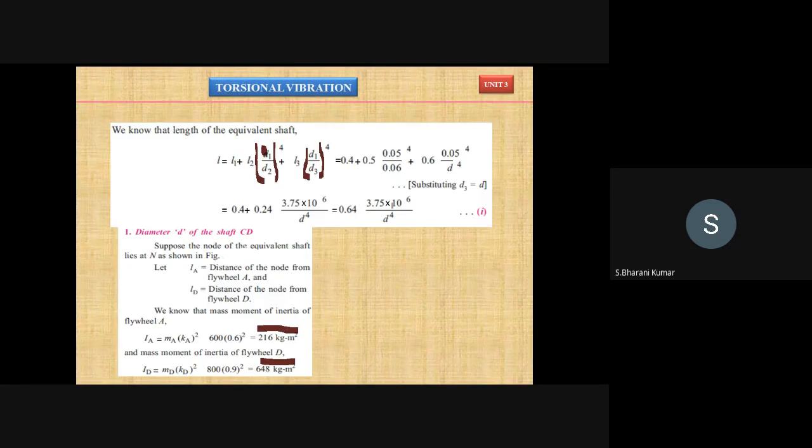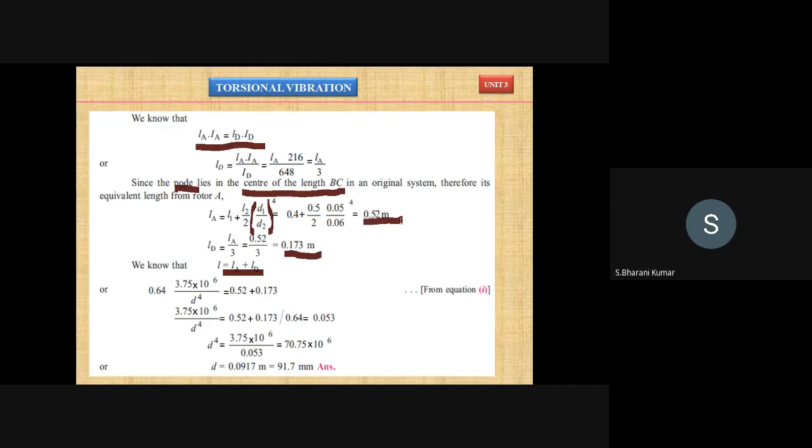0.64 into 3.75 into 10 power 6 divided by d power 4. ஓகே, அந்த L க்கான வேல்யூ 0.52 plus 0.173 அதை எடுத்து சால்வ் பண்றேன். அந்த ஈக்குவேஷன் எடுத்து சால்வ் பண்றேன். அப்படி you get the d value as 91.7 mm. ஓகே, இன் டர்ம்ஸ் ஆஃப் மீட்டர்ல வரும்.